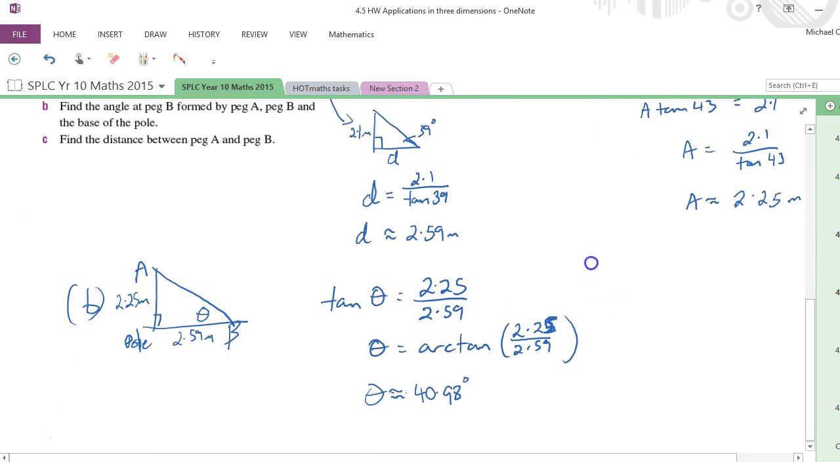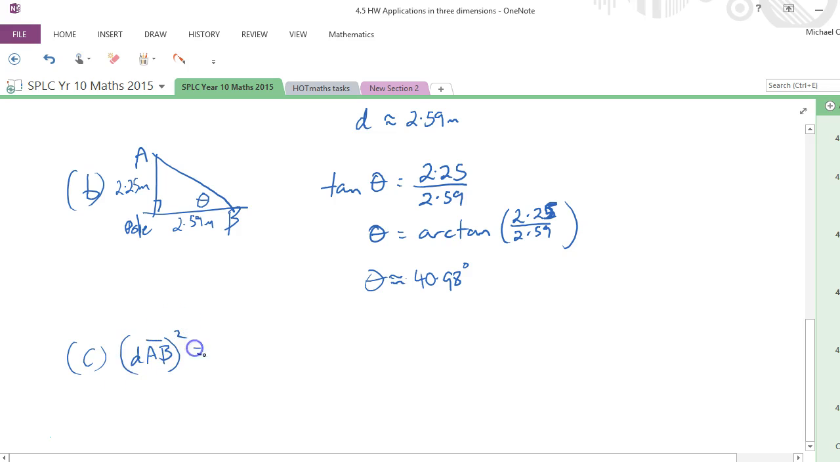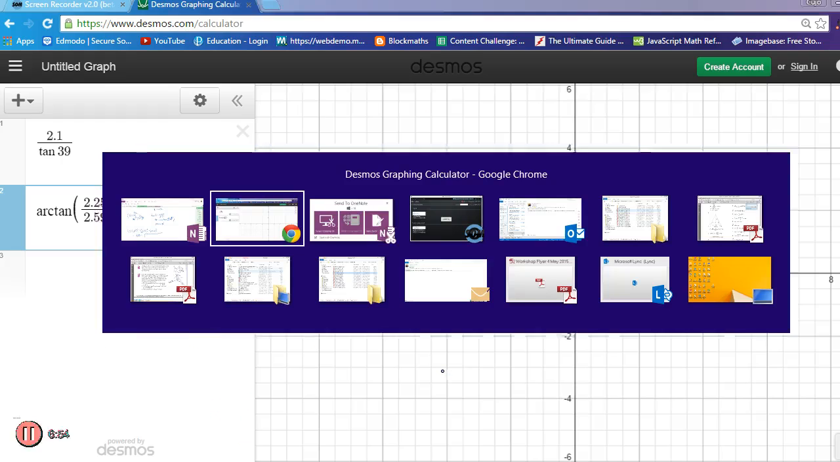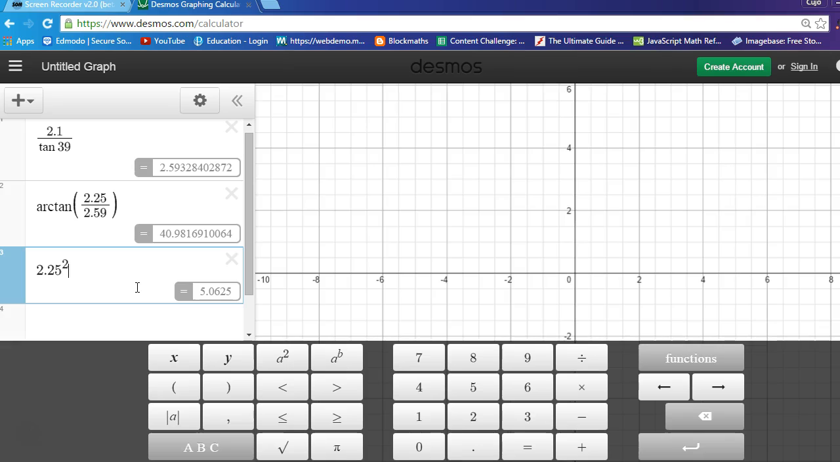Lastly, find the distance between peg A and peg B. Well, there's two ways you could do it from there. I'm just going to go with Pythagoras. So I'm going to call that distance from A to B. I'm going to square that. That equals the other two sides squared. So 2.25 squared plus 2.59 squared. So the distance AB is going to equal the square root of whatever that side happens to equal. So let's go 2.25 squared plus 2.59 squared.